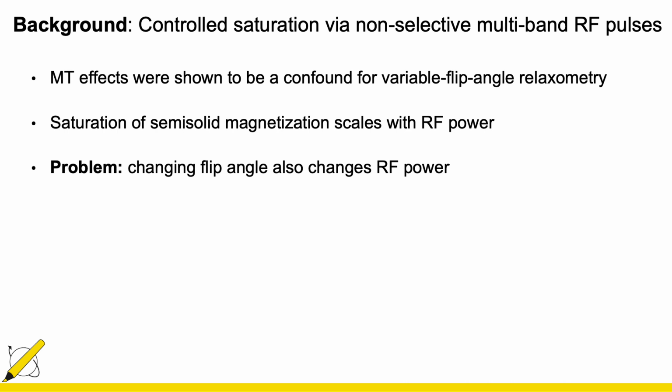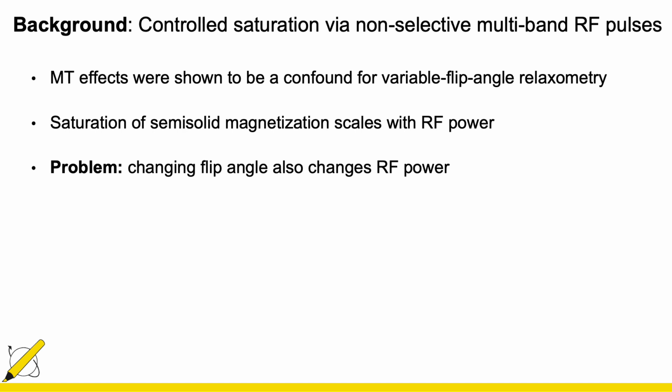So Rui was looking into variable flip angle relaxometry, measurements of T1 and T2 using balanced and spoiled gradient echo sequences with different flip angles. And he found that magnetization transfer effects were a big confound for those measurements. By magnetization transfer, I refer to transfer of magnetization between the free liquid water that we are normally imaging with MRI and magnetization in semi-solids that exist as a background in most biological tissue.